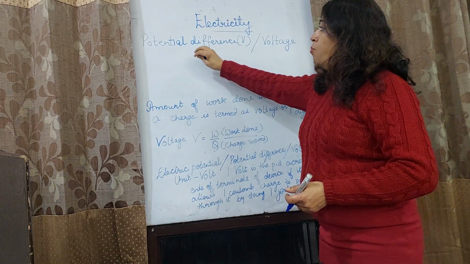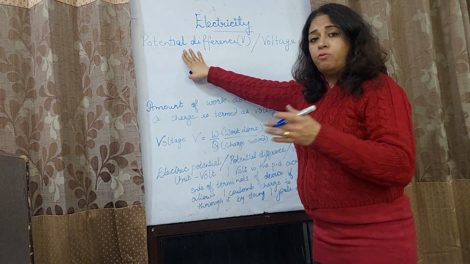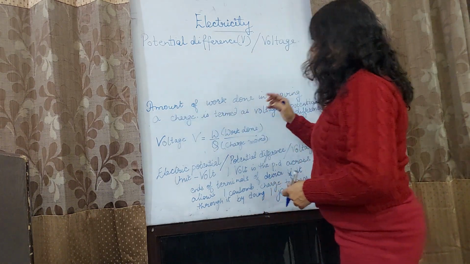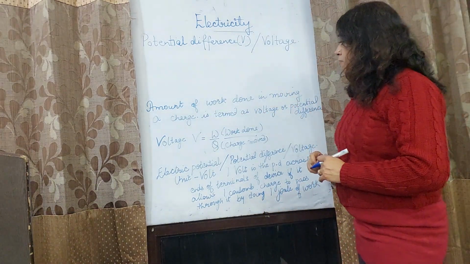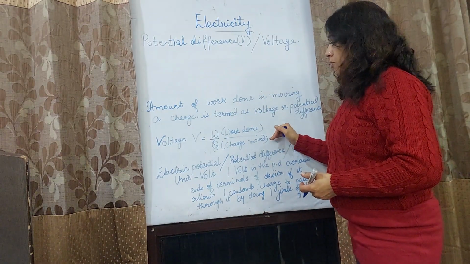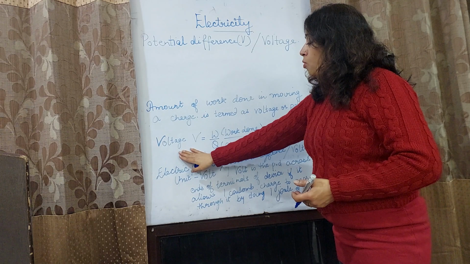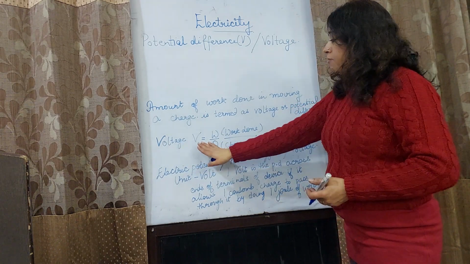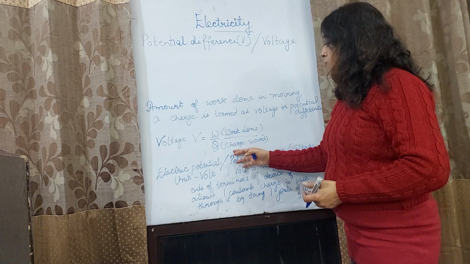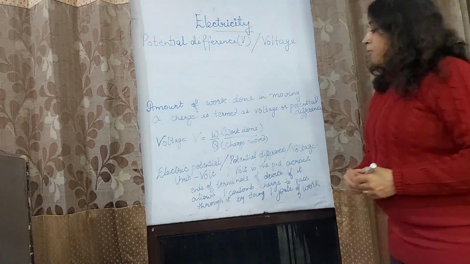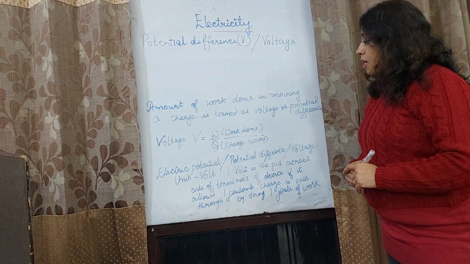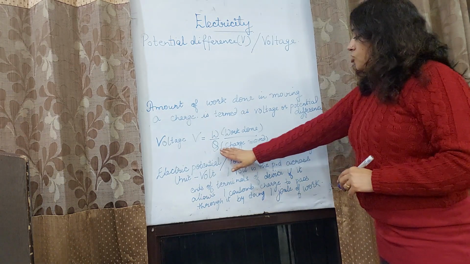The more the potential difference, the greater the flow of current. And when we have to do some work in moving charges in an electric field, the amount of work done per charge moved is the voltage or potential difference. The formula is voltage equals work done upon charge moved. So V equals W upon Q. V stands for voltage, W stands for work done, and Q stands for charge moved.